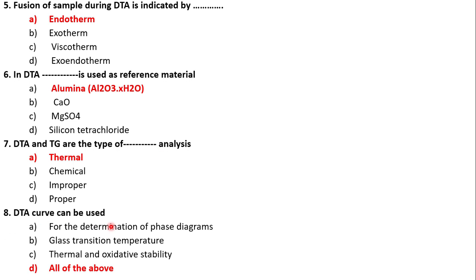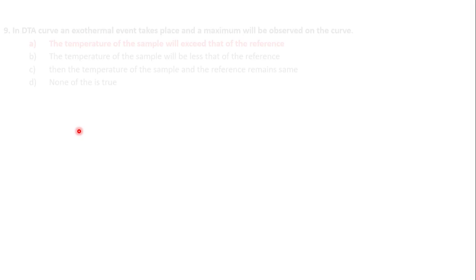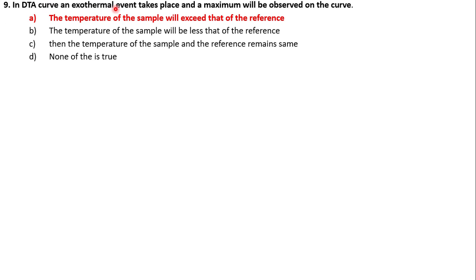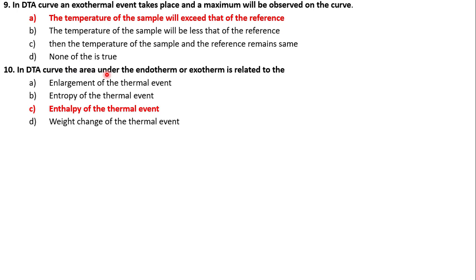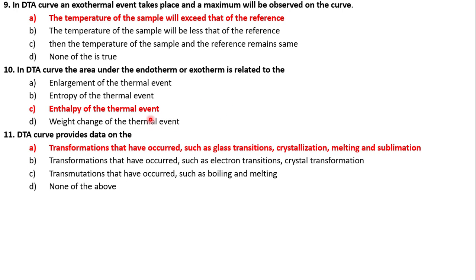A DTA curve can be used for the determination of phase diagram, glass transition temperature, thermal and oxidative stability. In a DTA curve, when an exothermal event takes place, a maximum will be observed on the curve. The temperature of the sample will exceed that of the reference. In a DTA curve, the area under the endotherm or exotherm is related to the enthalpy of the thermal event, that is delta H.